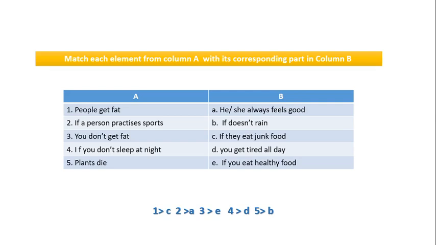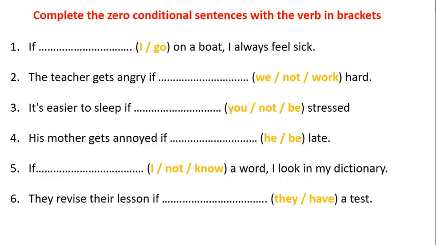Finally, plants die, letter B, if it doesn't rain. If you don't have rain, surely plants die. Great. This is the first exercise. Exercise 2: I want you to complete the sentences with the 0 conditional. You have verbs and you have subjects. We remember, or we try to remember, the rule. We have if plus subject plus simple present, subject plus verb in the simple present. You have 3 minutes and we correct.